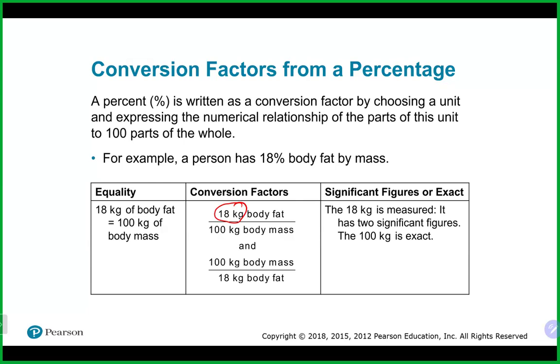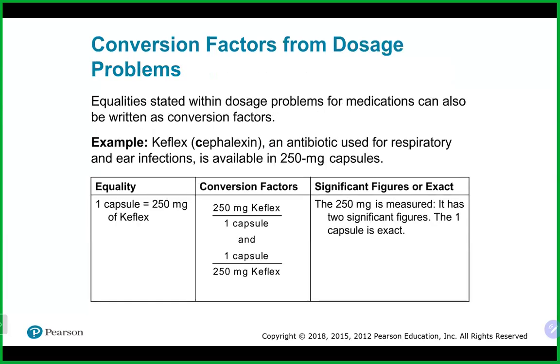You could also do the same thing in an English to English conversion, pounds to pounds. It would work the same way. It'd basically be 18 pounds of body fat per 100 pounds of body mass, right? So you could do that with any type of percentage as well.